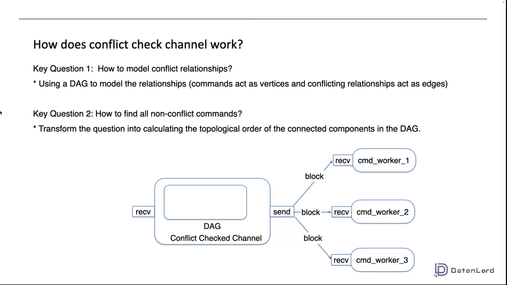We will encounter the following two challenges. The first question is how to model the conflict relationships. We can use a DAG to model the relationships, where the commands act as vertices and the conflicting relationships act as edges. The second question is how to find all non-conflicting commands. We can transform this question into calculating the topological order of the connected components in the DAG. Once these two challenges are addressed, we can replace the buffer in the conflict tracking MPMC channel with a DAG. And ultimately, the working process looks like this.